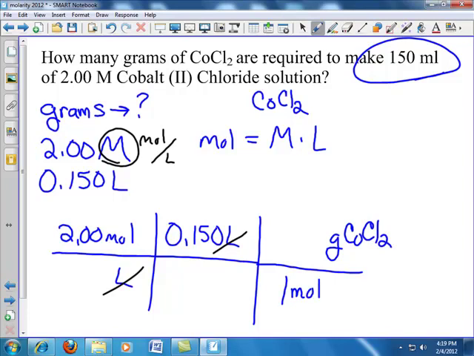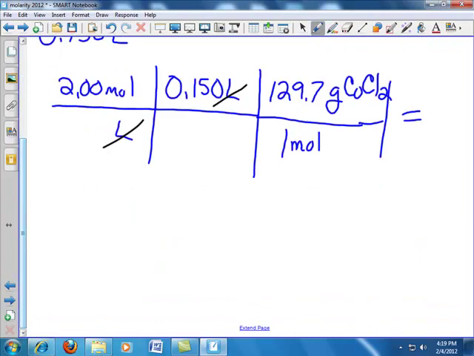And again, you're taking out your calculator, typing in the mass of cobalt and then the mass of 2 chlorines, and all you're writing down is 129.7 grams right here. That's all you're doing. Run through the math, and what you get is 38.9 grams of cobalt chloride.